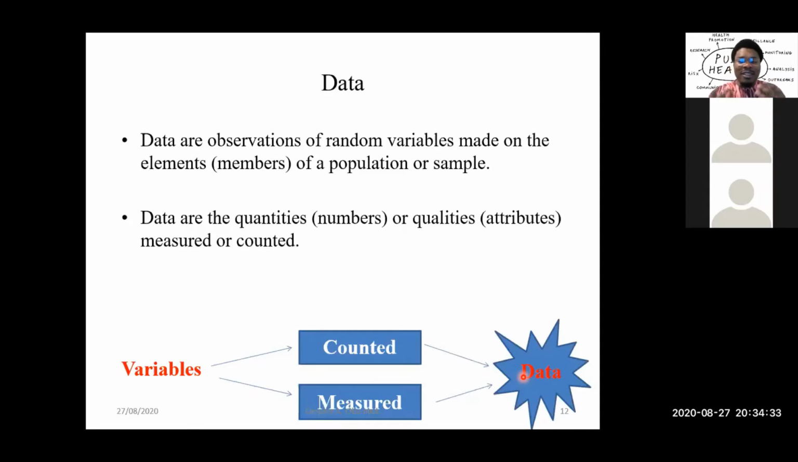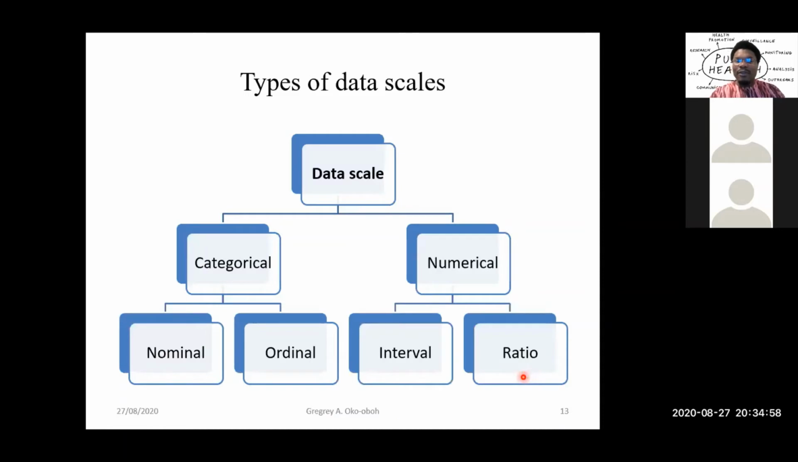Like I always give a very funny example. Height is a variable, but height in centimeters is data because it simply means that you have measured it in centimeters. Because you can as well measure height in different other scales. So the scale that you have used to measure a variable assigns a data type to it. And that is the next level we are moving to, types of data scale.